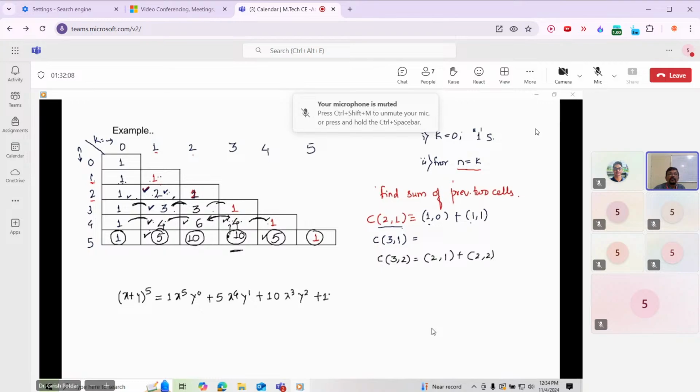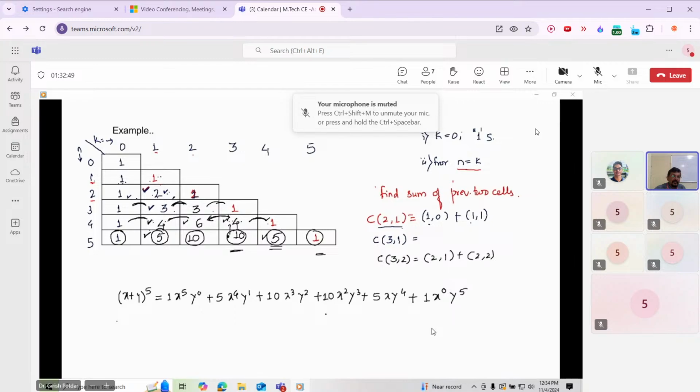I'm using these coefficients. Okay. 10 x square and y cube, plus 5 x y raised to 4, plus 1 x raised to 0 y raised to 5. So the same answer we had got while we explicitly calculated.